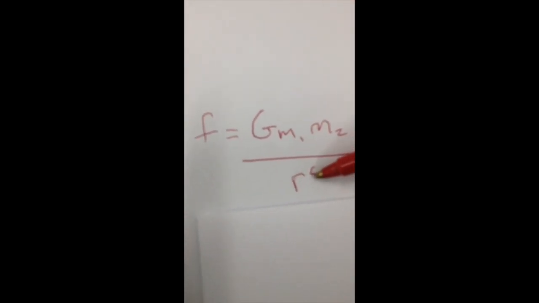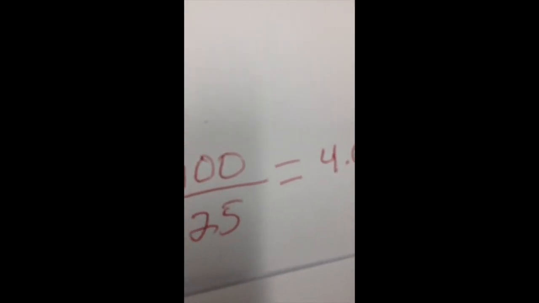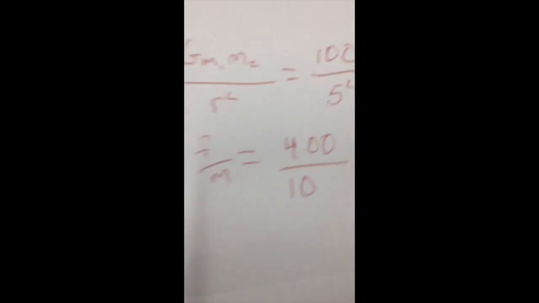And the R squared is now going to become 5 squared. And of course, 5 squared is 25. So 100 divided by 25. And there it is, 100 divided by 25. And when you do that calculation, it turns out to be 4. So F equals 4. Cool. And we're not done, of course.